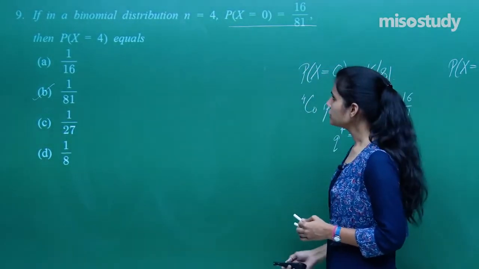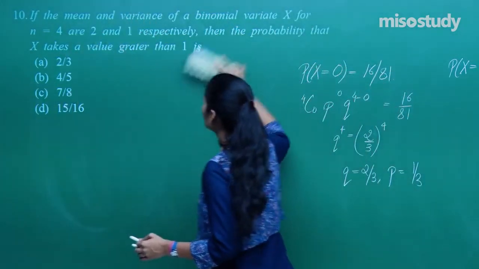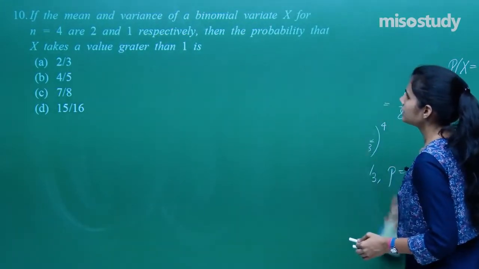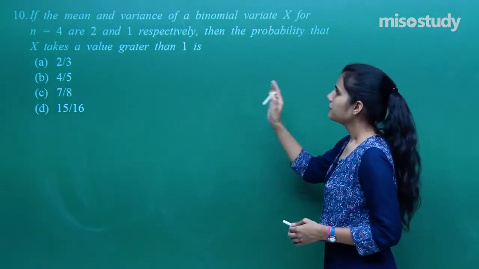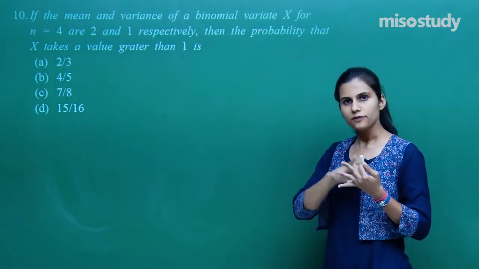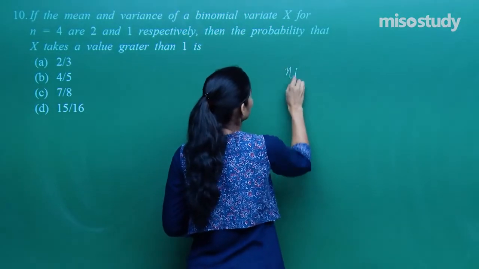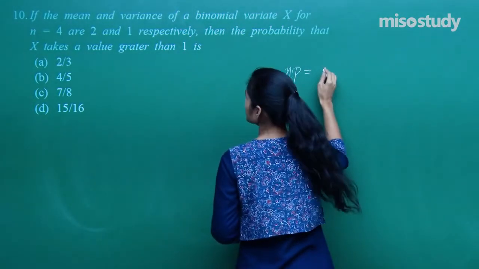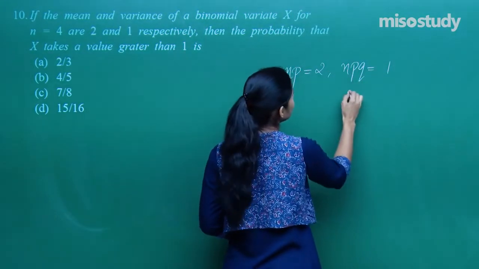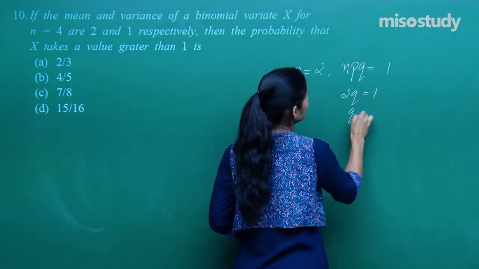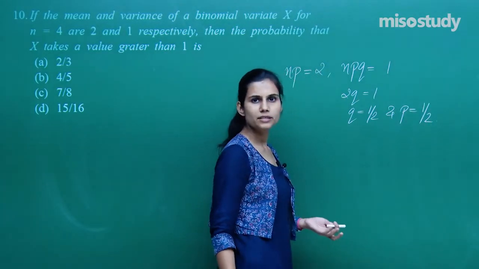Fine. Next question says that if the mean and variance of a binomial variate x for n equals 4 are 2 and 1 respectively, then what is the probability that x can take a value greater than 1? So n is 4, that means x can take values 0, 1, 2, 3 and 4. Mean is 2 and variance is 1. What is the mean of a binomial distribution? NP. NP is given as 2. Variance is NPQ, given as 1. So if NP is 2, you get 2Q is 1. So Q is 1 by 2. Therefore P is also 1 by 2 because P plus Q is 1.